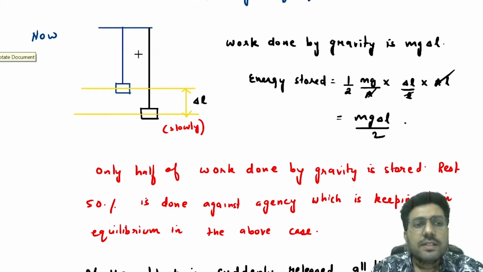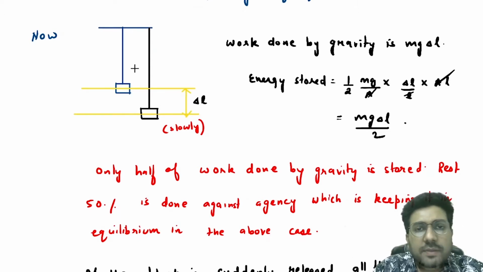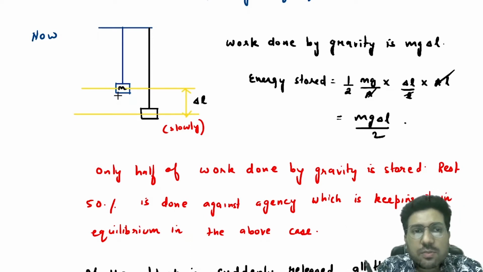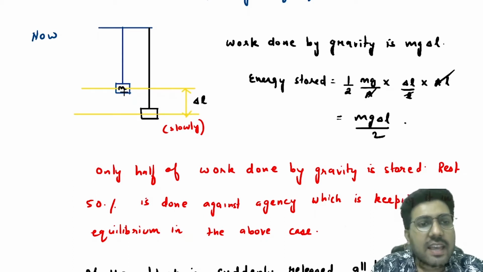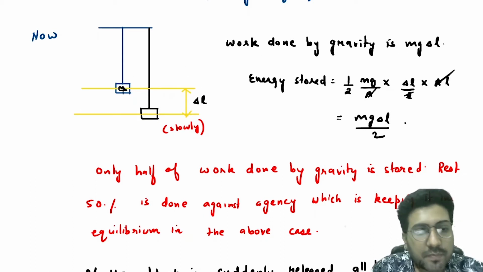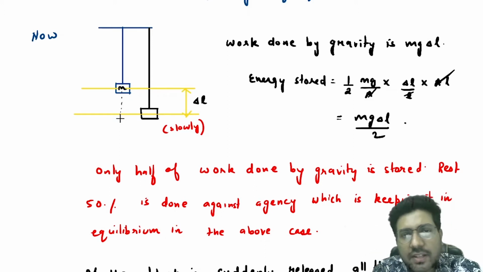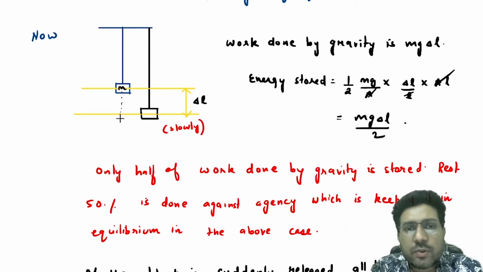Now listen carefully. Suppose a rod is stretched by this mass m, and it is stretched very slowly. So if it is stretched very slowly, you will say that the work done by gravity is mg into delta L, because delta L length is traveled, and the gravity force is mg, which is a constant. So force constant, that means what? Work is force into displacement, mg delta L.